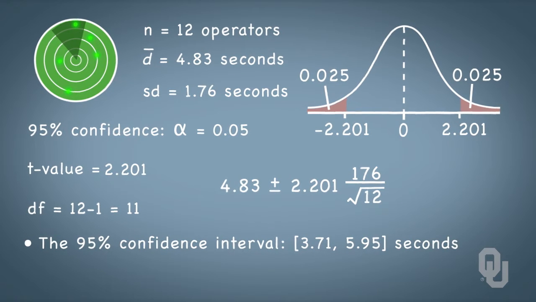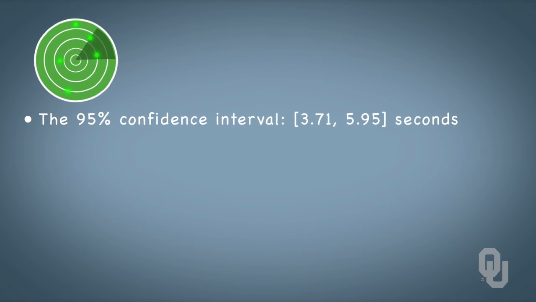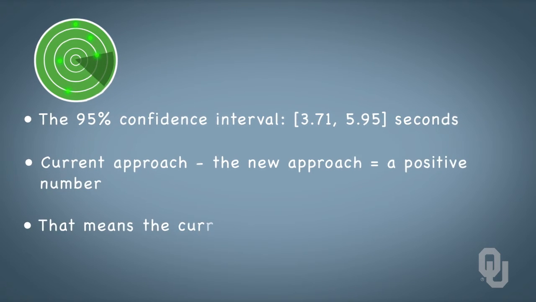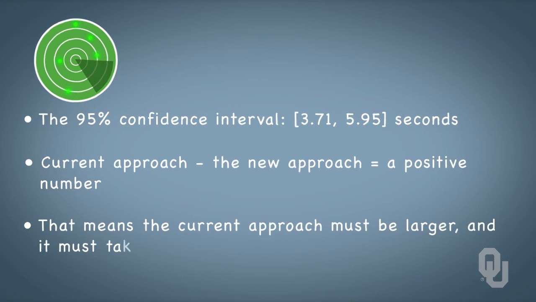That suggests that we're 95% confident that the true mean paired difference between the current standard assembly approach and the new approach is between 3.71 and 5.95 seconds. Note what it means to have two positive bounds. It says that the current approach minus the new approach leads to a positive number. That means the current approach must be larger, it must take more time. So we're 95% confident that the current approach takes longer than the new approach by somewhere between 3.71 and 5.95 seconds.